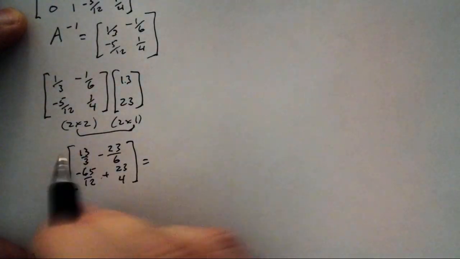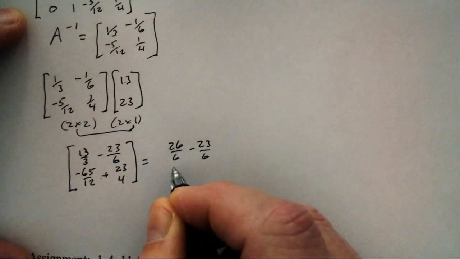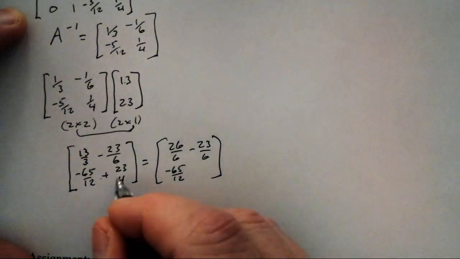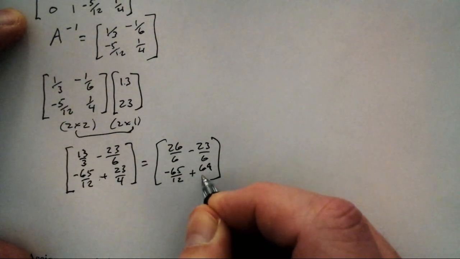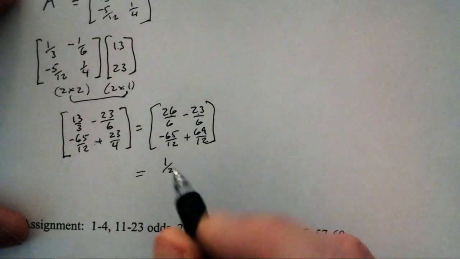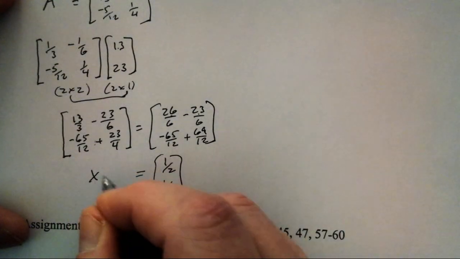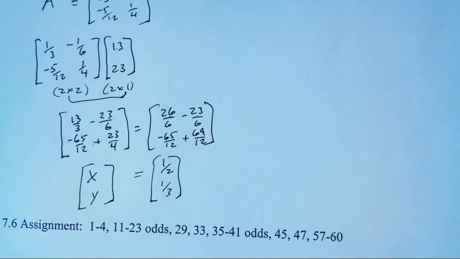All right, common denominators. This would be 26/6 minus 23/6. And on 12, negative 65/12 plus, times 3 on 3, 69/12. So I end up with 3/6 or a half, 4/12 or a third. And there we have it. So somewhere between 40 and 46 lies the problem difficulty-wise that you'll be doing.